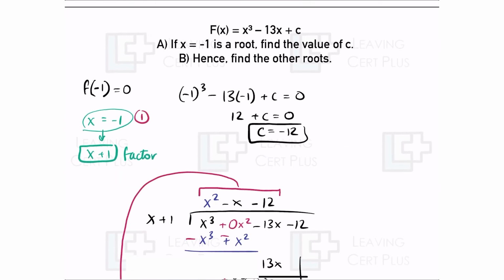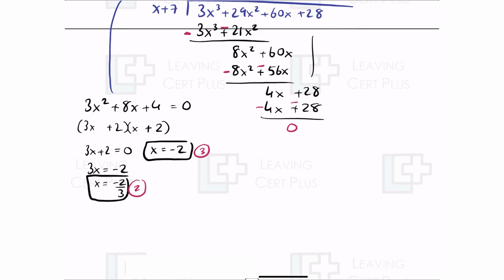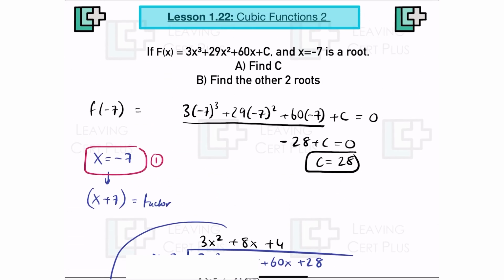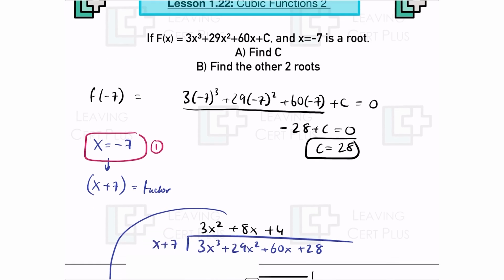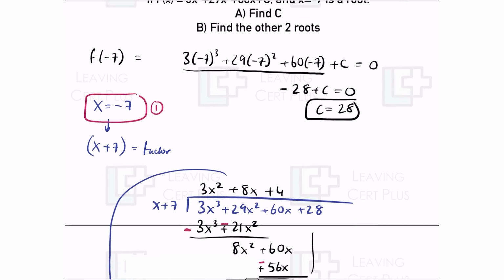So that's how you do those questions. If you're given a plus c and you're given a root, just remember that if you do sub in the root, like we did here, it should equal 0. Use that information to solve for c, and then it's just regular, find your quadratic, and then factorize that quadratic to find your final two roots.